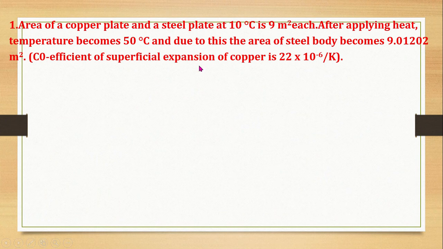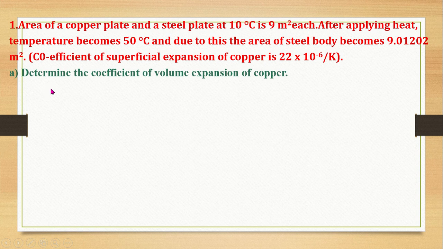A number problem. Area of a copper plate and a steel plate at 10 degrees Celsius is 9 square meter each. After applying heat, temperature becomes 50 degrees Celsius, and due to this, the area of steel body becomes 9.01202 square meter. Coefficient of superficial expansion of copper is 22 into 10 to the power minus 6 per Kelvin. This is your STEM for 1 number creative question.